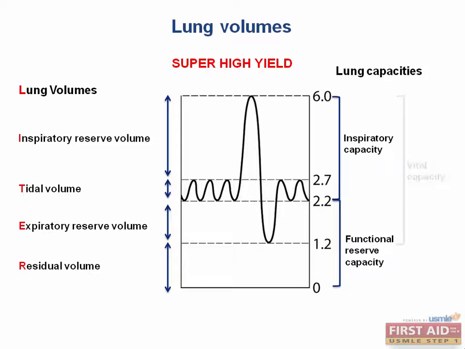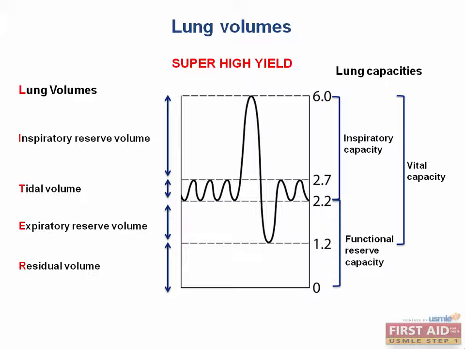The vital capacity is the tidal volume plus the inspiratory reserve volume plus the expiratory reserve volume, basically everything except the residual volume. So it represents the amount of air you would breathe in if you first exhaled as much as possible and then inhaled as much as possible.